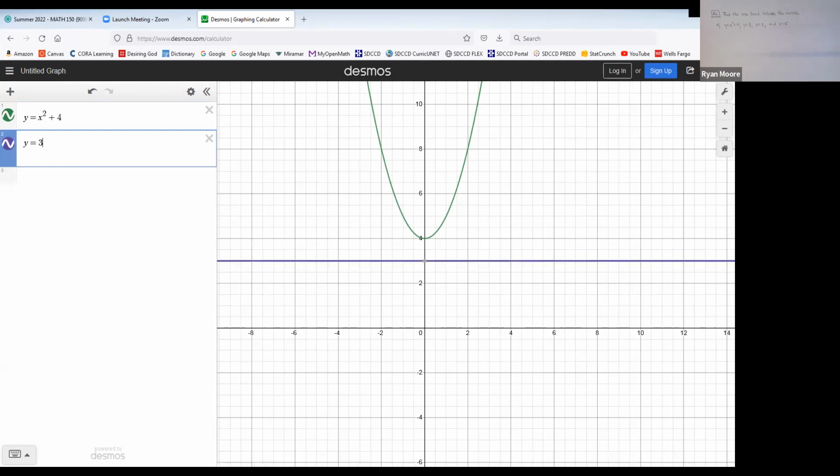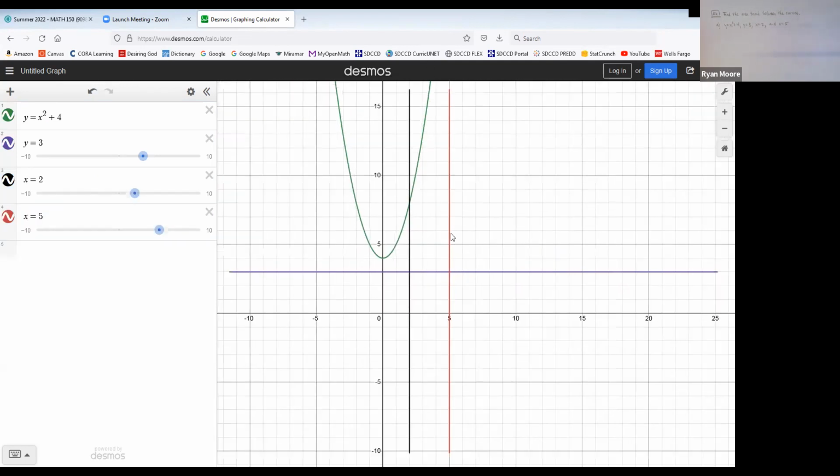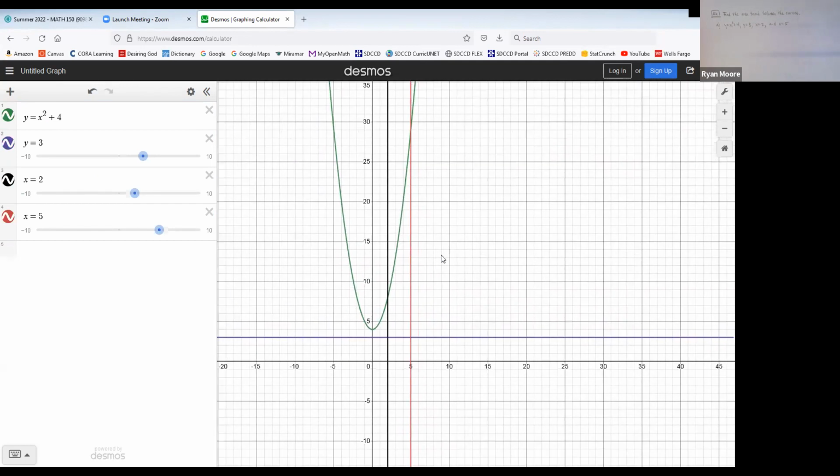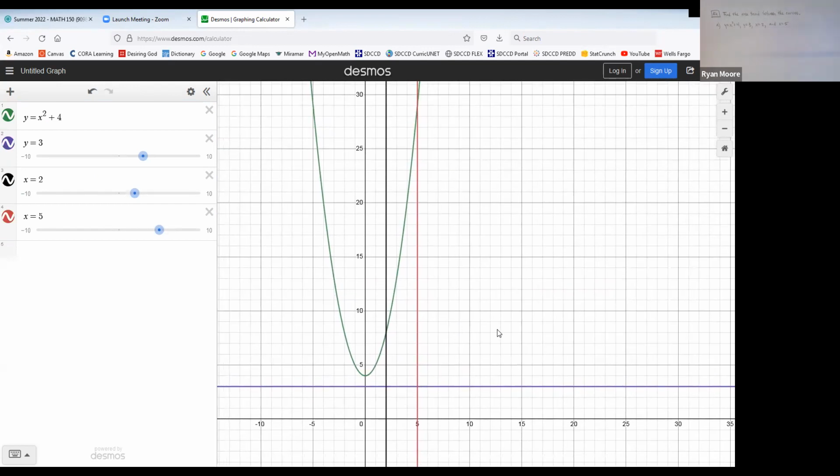They also said y equals 3, just a horizontal line. x equals 2 and x equals 5, these two vertical lines. So we can see that shape right in here.